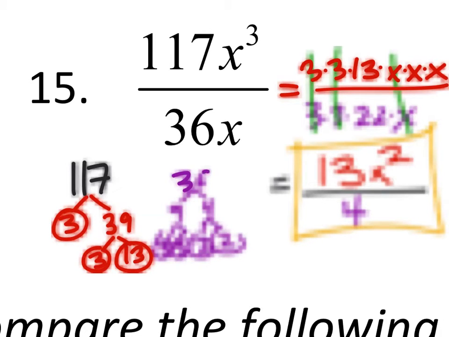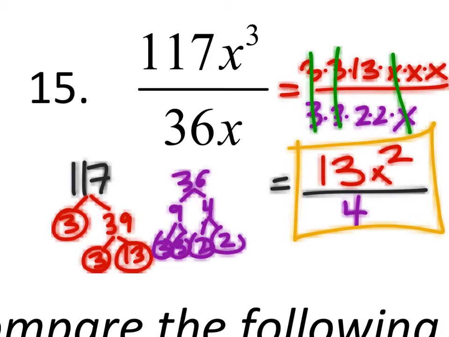36, on the other hand, should split up quite a bit. 9 and 4, which splits up into 2 and 2, and 3 and 3. So this is 3 times 3 times 2 times 2 times 1x. And again, we're just looking for stuff to cancel, the 3's and one of the x's. So in this final fraction, we have the 13 and then the 2 x's, and in the denominator, 2 times 2 is 4. That's it.